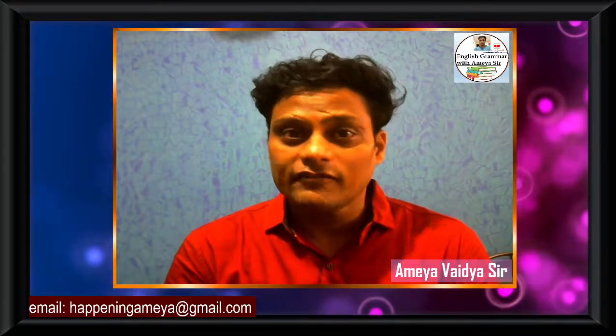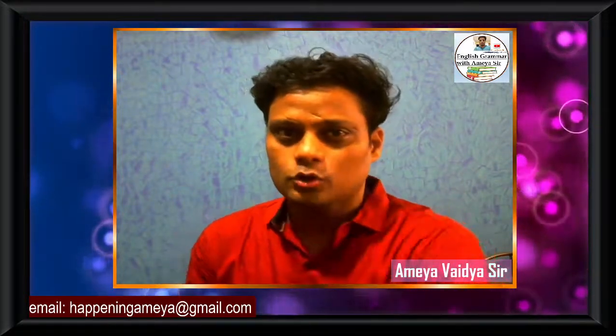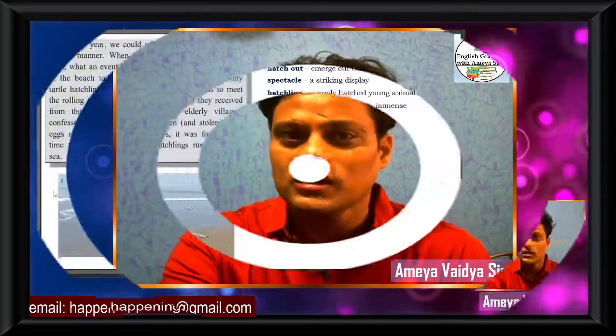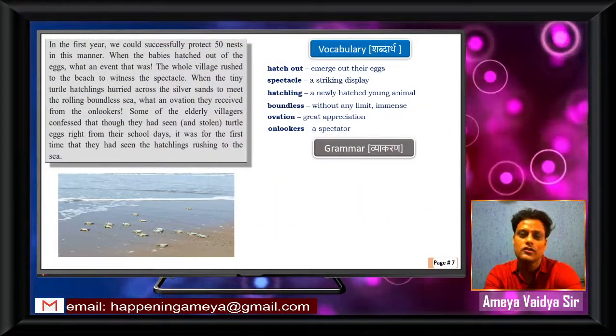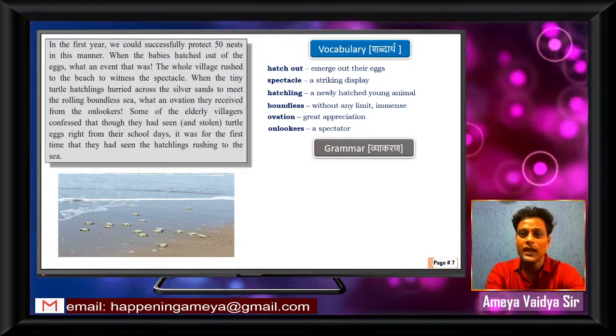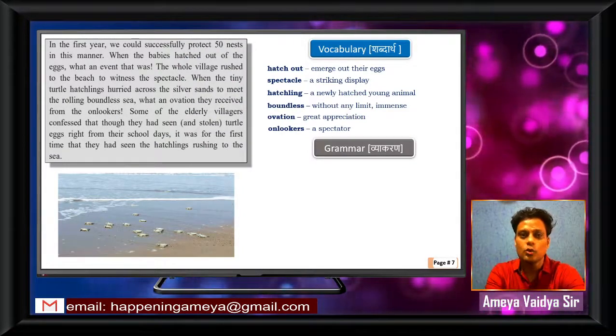So they had never seen this beautiful spectacle where the hatchlings, the newborn babies, those who have just been hatched, were rushing towards the sea. And what a spectacle that was, and clearly you can see in the image. That must be a very spectacular, magnificent view, is it not? They enjoyed that totally. There are some good words here.